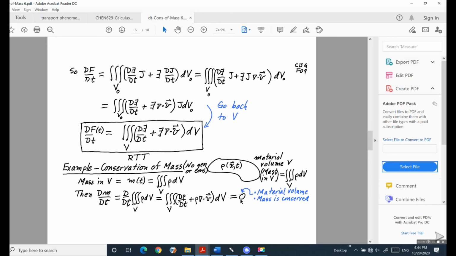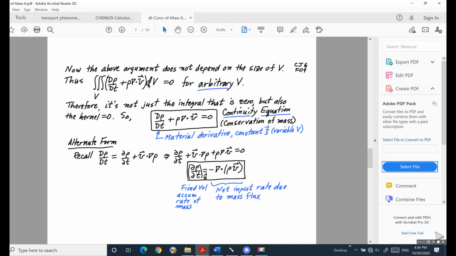It should be zero, because the accumulation rate of the mass has to be zero: we cannot create mass or consume mass. Then this should be zero. In here, to get zero on the right side, the volume integral cannot be zero, so this expression inside the parentheses should be zero. Then I set this equal to zero. We call this the continuity equation, the conservation of mass. In an alternate form, I can write this material derivative in this form. I know from before, I can write this total derivative, and I can write this right side in closed form by this.